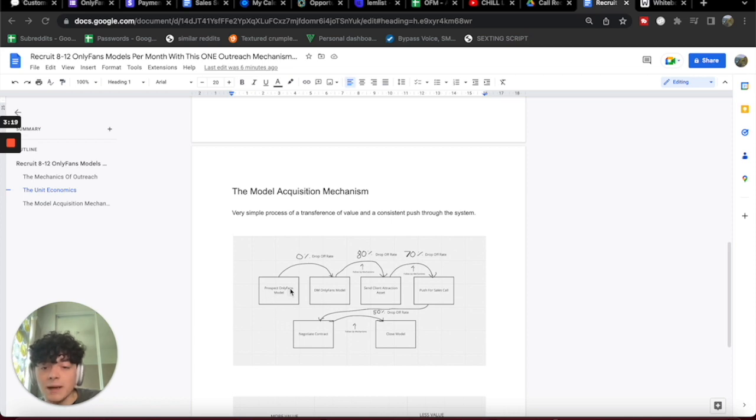So you have prospect OnlyFans models. You find these OnlyFans models online. By the way, up here with these percentages, we're just representing the drop-off rate from each step of this funnel.